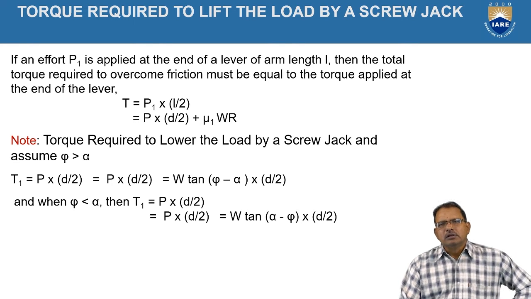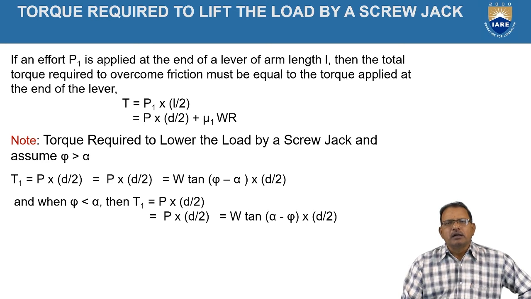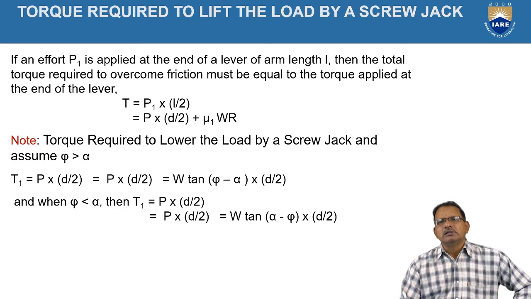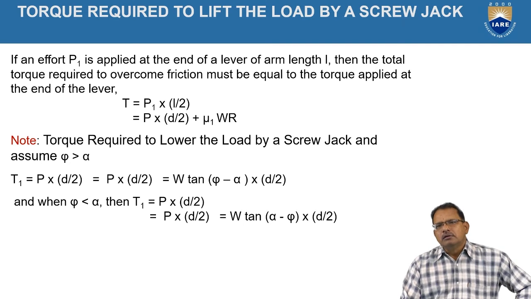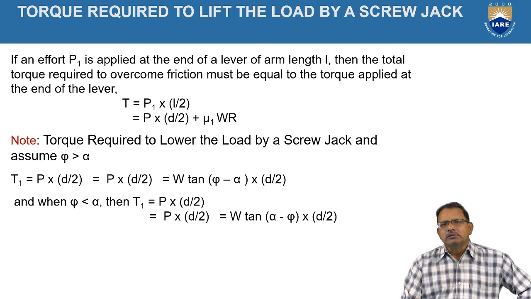Now, when the body tends to slide in the downward direction, that is, the frictional force is acting in the opposite direction, in the upward direction, the equation becomes T1 equal to P into D by 2, which is equal to W into tan of phi minus alpha into D by 2. When phi is less than alpha, then T1 can be written as P into D by 2, equal to W into tan of alpha minus phi.